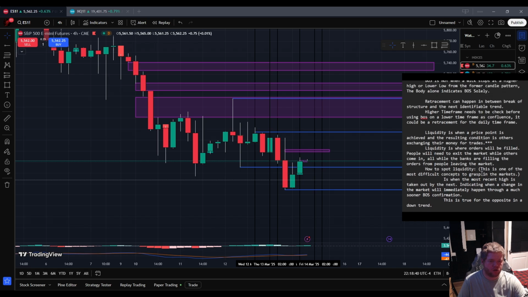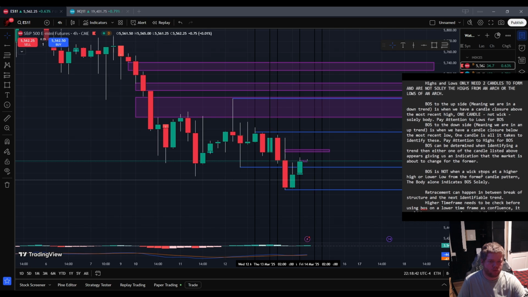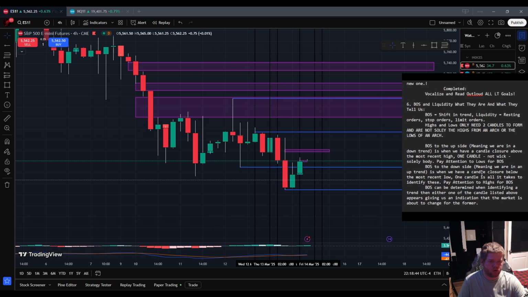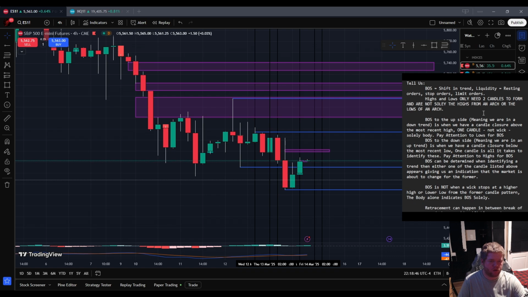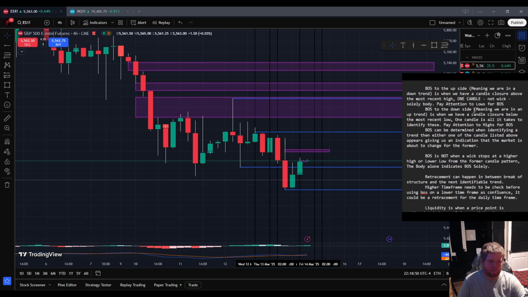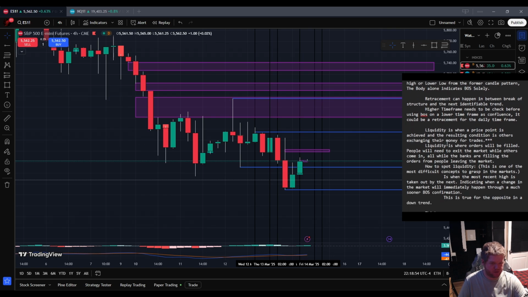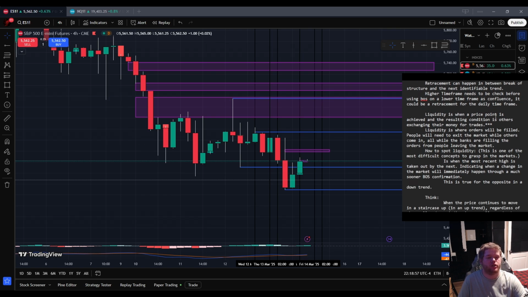Order block. Liquidity. What are they? Okay, cool. Resting orders, stop orders, limit orders. He just went into a much more in-depth version of that. I know that's a bit busted. Here we are. Liquidity is when a price point is achieved and the resulting condition is others exchange their money for trades.